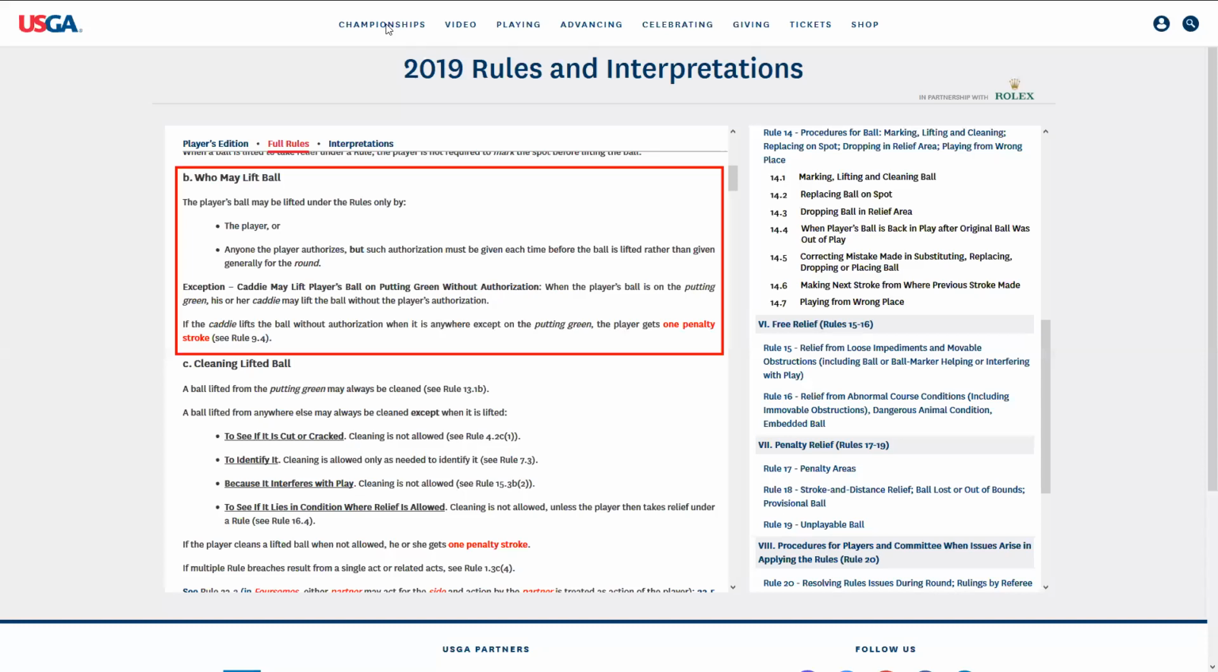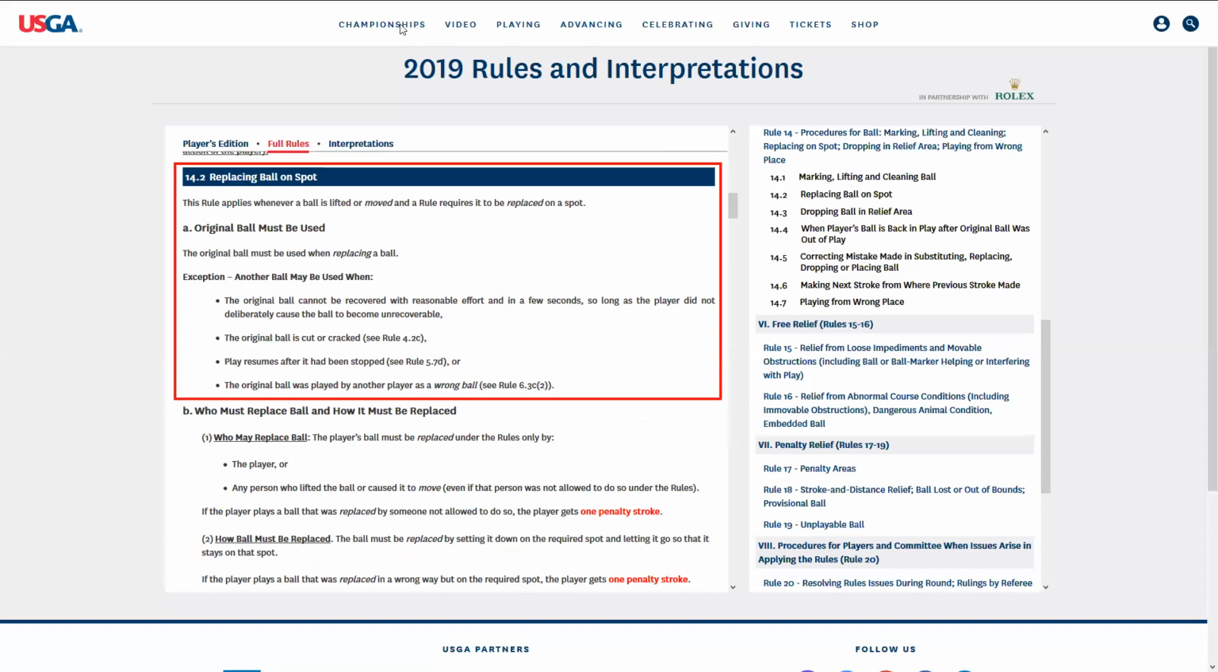All right, 14.2a. Let's look at the introduction. This rule applies whenever a ball is lifted or moved and a rule requires it to be replaced. So again, I'm repeating myself. If you're not going to replace the ball, you don't have to worry about 14.2. The original ball must be used when replacing a ball. This is one of the few times in which you cannot substitute a ball when you pick it up.